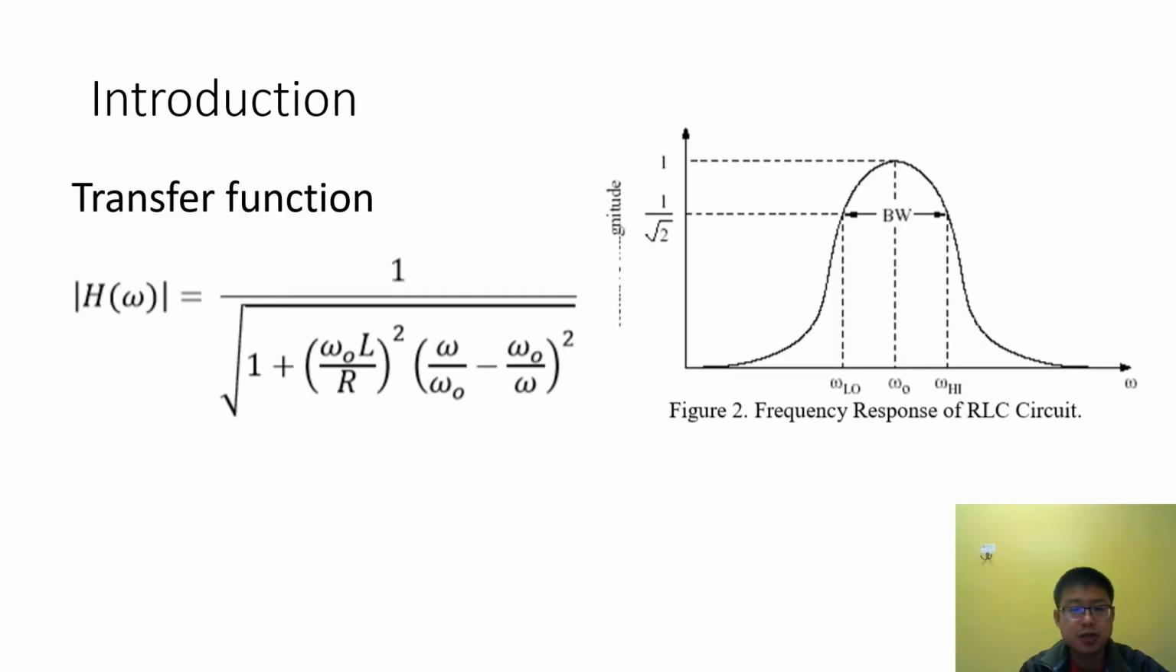The transfer function H of omega is the ratio between output and input, and it is a function of the frequency. From figure 2, we can see that when we increase the frequency, the magnitude of H starts to increase, and when the frequency equals the resonant frequency omega 0, the magnitude of H of omega reaches 1, and then when we further increase the frequency, the magnitude of H starts to decrease.